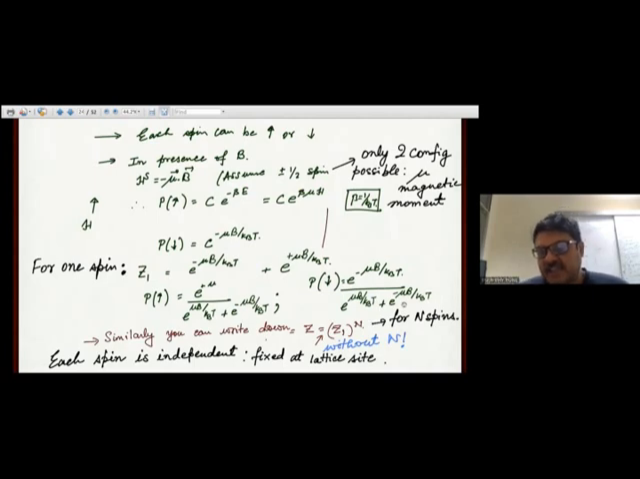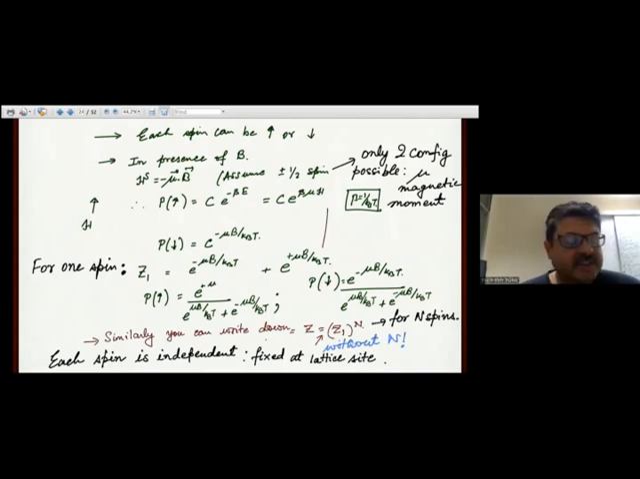Now, as we shall understand a bit later, since these are uncoupled spins, we'll see that the partition function of the entire system can be written as Z1, the partition function of an individual spin, to the power N, N being the number of spins.